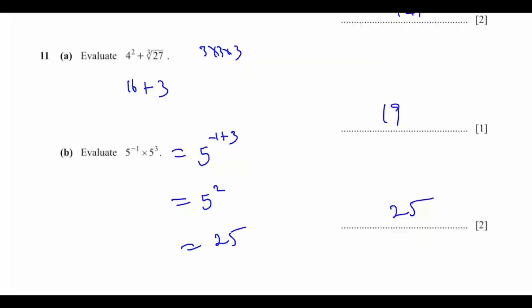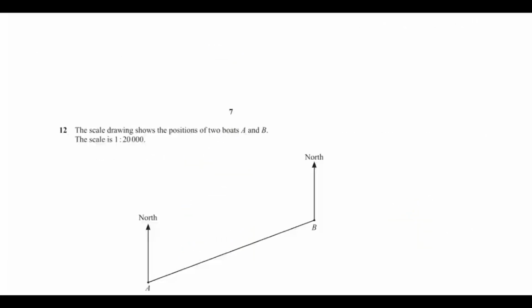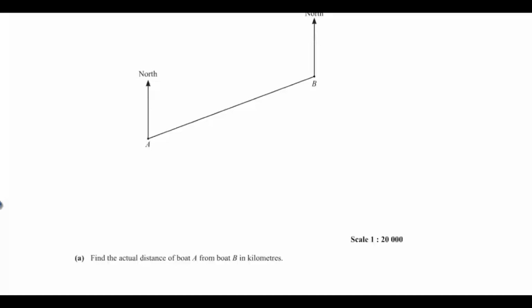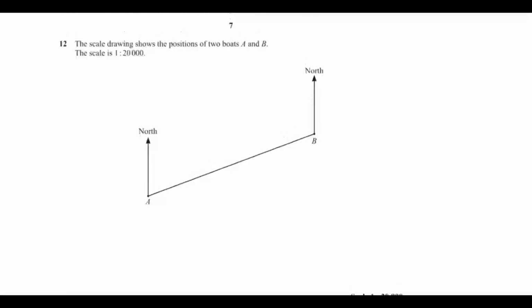So let's go to the next question. That will be question 12. The scale drawing shows the position of two boats A and B. The scale is 1:20,000. So let's state the question: find the actual distance of boat A from boat B in kilometers.